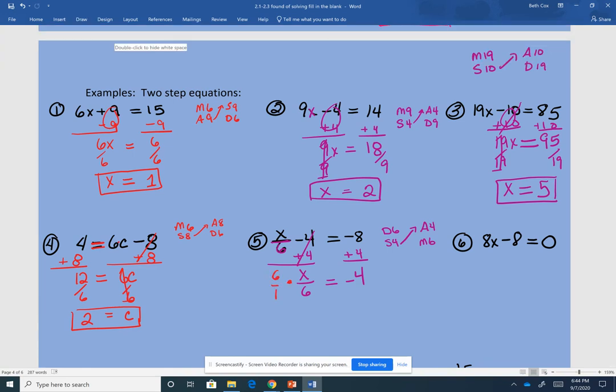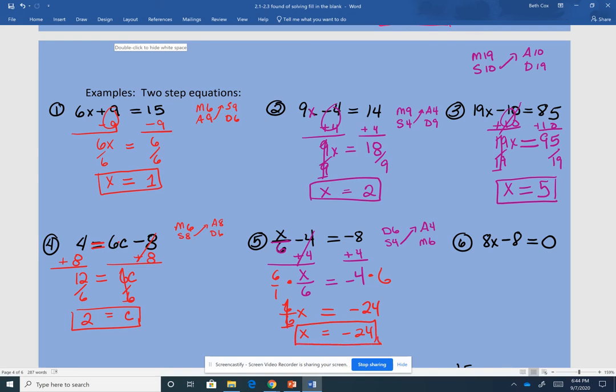And that's 6 over 1. And that's going to give me 6 over 6 x, which is just x. And multiply by 6 on the other side. My computer's being strange. I get negative 24. So there's my answer there.